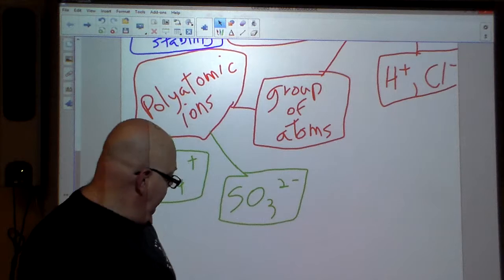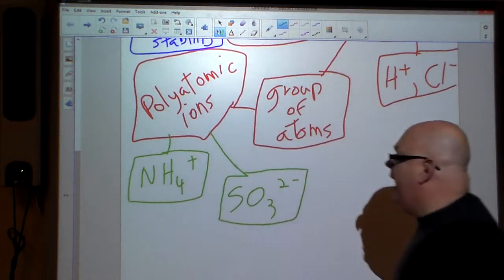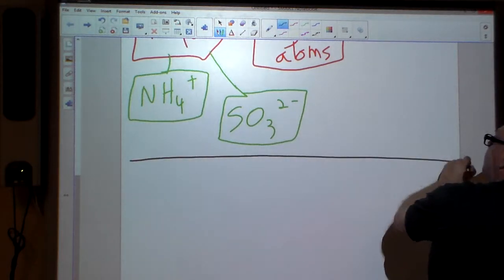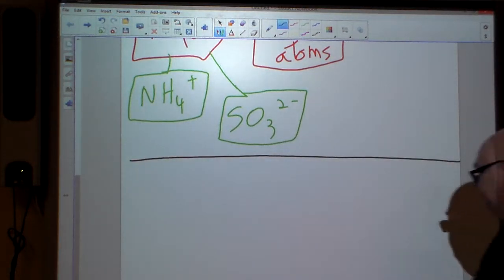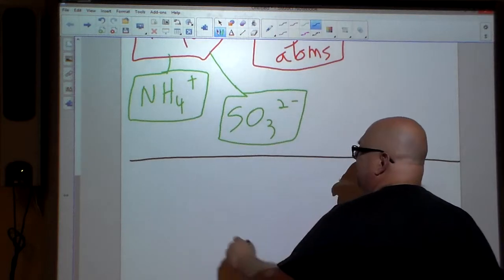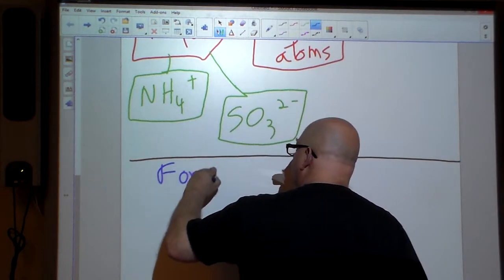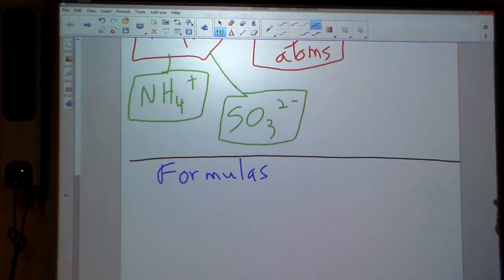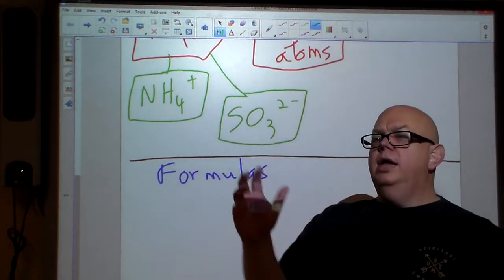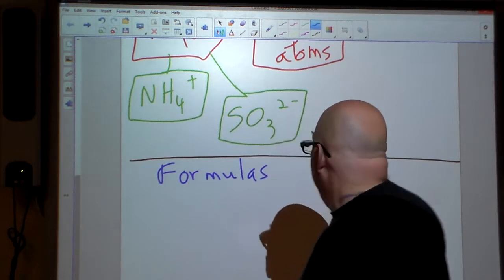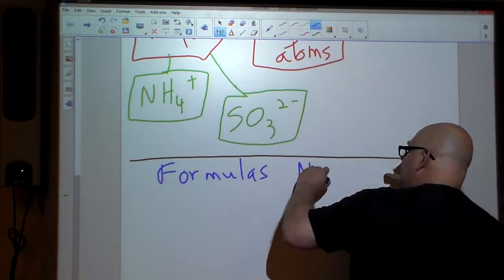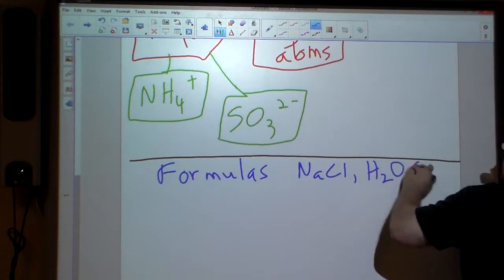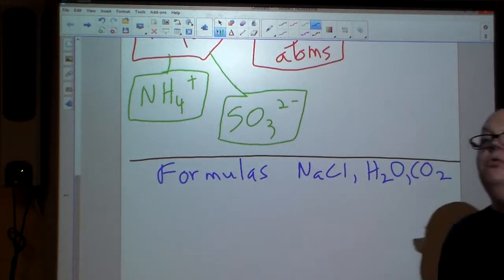So that's the basic idea behind oxidation and why we see the oxidation numbers that are happening. Now, let's take a look at formulas for a moment. What do we mean by formulas? Well, when we're talking formulas, we're talking about things like NaCl, H2O, CO2. Those are what we call formulas.